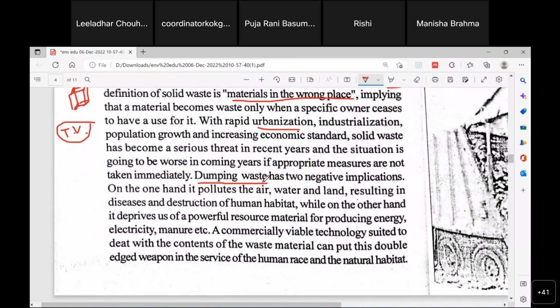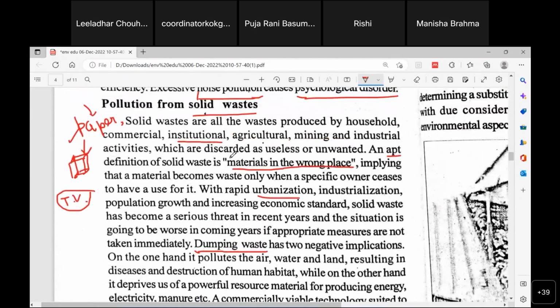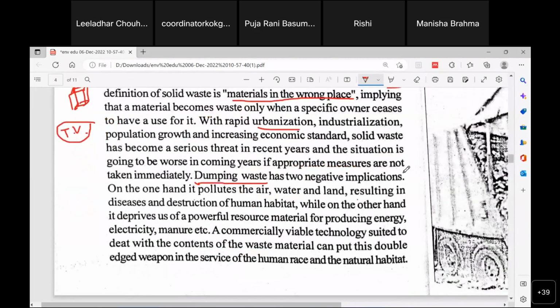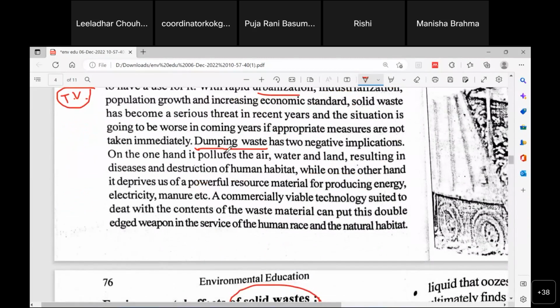Most of the times what is done is that wastes are dumped into open spaces, the places which are not useful for cultivation, and near rivers and other places dumping is done. The municipality takes this waste and it does dumping. That has been the practice for years and years, but now this scenario is changing. People are thinking of sustainable development and they are trying to get something from this solid waste. So if we do dumping of this solid waste, it will produce air, water, and land pollution, resulting in diseases and destruction of human habitat.